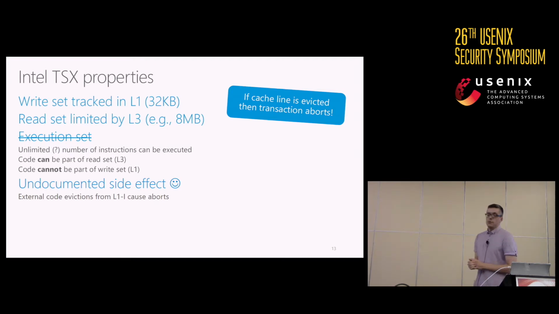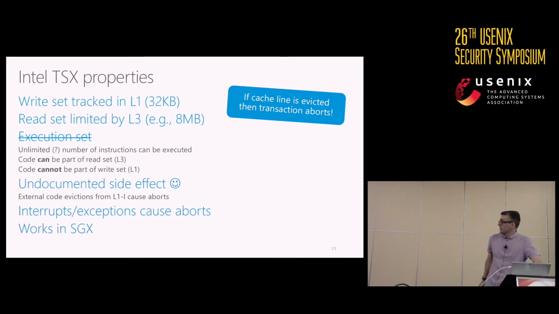But fortunately, we discovered an undocumented side effect, which is that when you execute code that is in your L1 instruction cache, if an external event, like another thread, evicts that, maybe using the clflush instruction, then your transaction also collapses. And this lets you, by executing your code and keeping it in the L1 cache, sort of, with some reliability, pin something to the L1 cache. And finally, interrupts and exceptions cause transactional aborts, and everything also works in SGX, which is great.